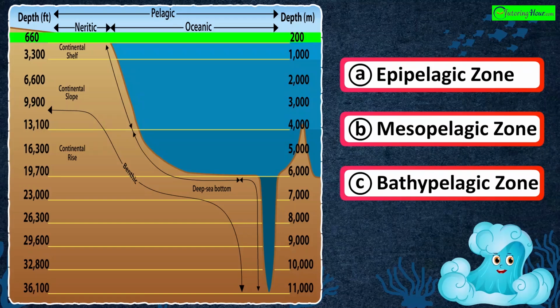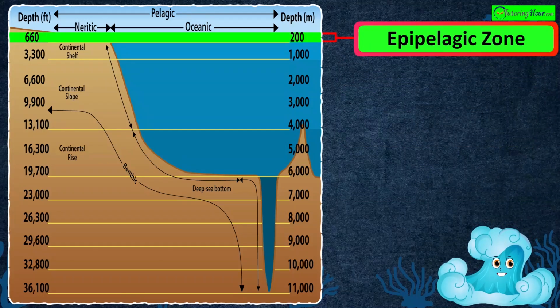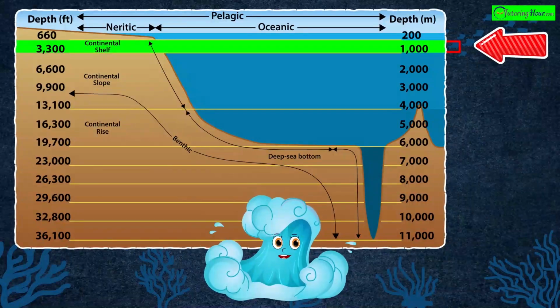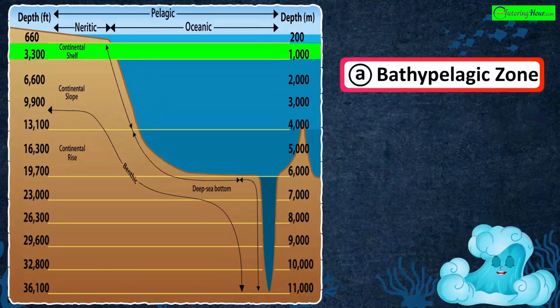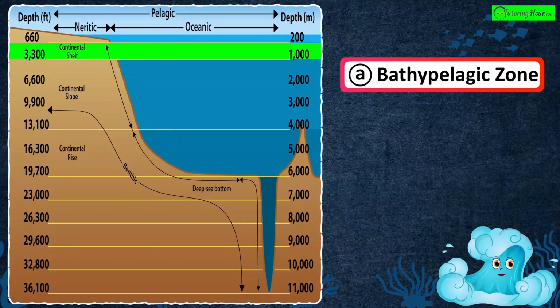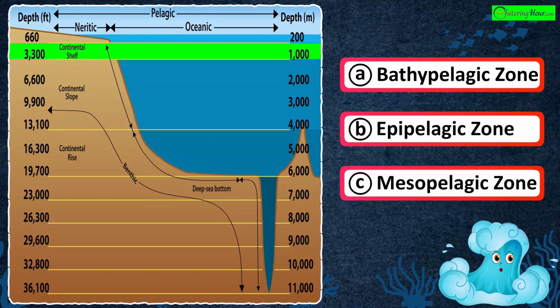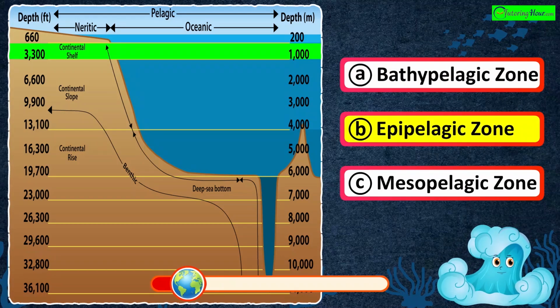The correct answer is the epipelagic zone. It is also known as the Sunlit zone and extends between 0 and 200 meters below the surface. What is the name of this ocean zone? Is it A. Bathypelagic zone, B. Epipelagic zone, or C. Mesopelagic zone?